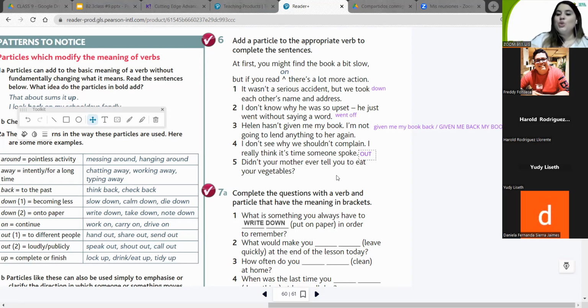Then the last one: didn't your mother ever tell you to eat your vegetables? So, to eat up. What is the meaning of eat up in this sentence? To eat completely, yes, to finish something. And in the game that we played at the beginning of the session, we had drink up. Remember, drink up, we have to leave. That means to finish whatever you're drinking or eating, because maybe we're in a rush. So eat up or drink up means to finish everything you are eating or drinking.